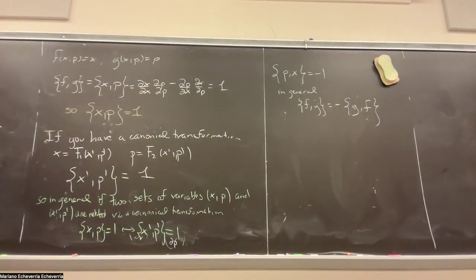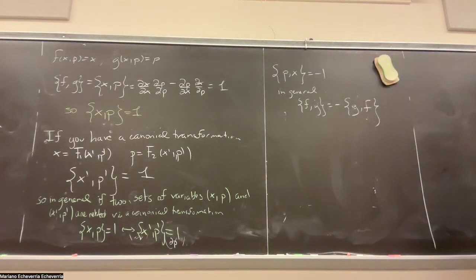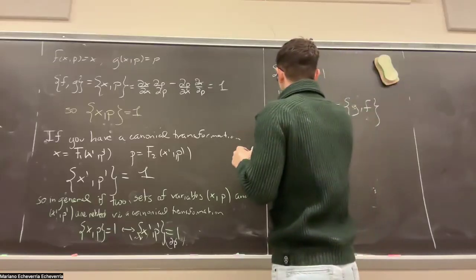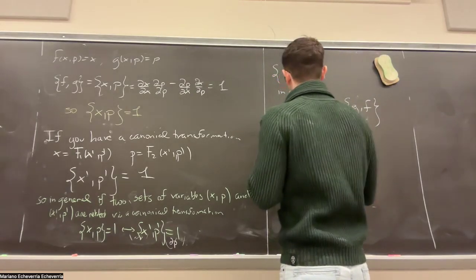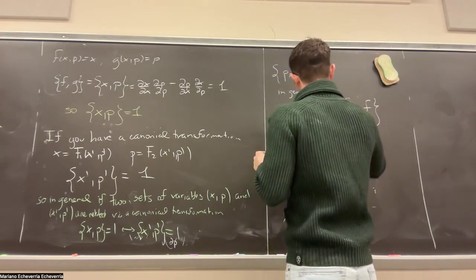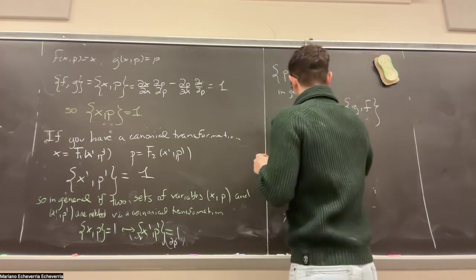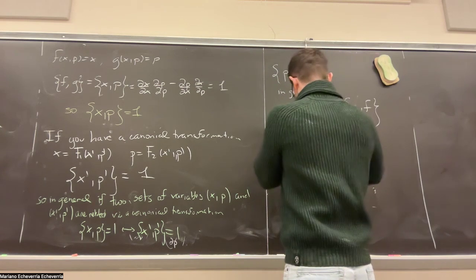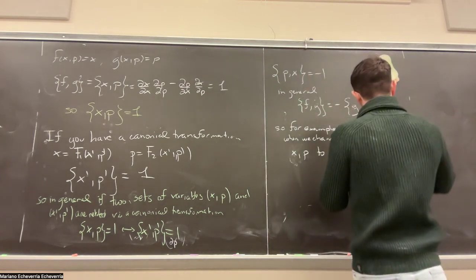So what that means is that when you make a change of variables, for example, when we change x, p to I, theta in the harmonic oscillator.